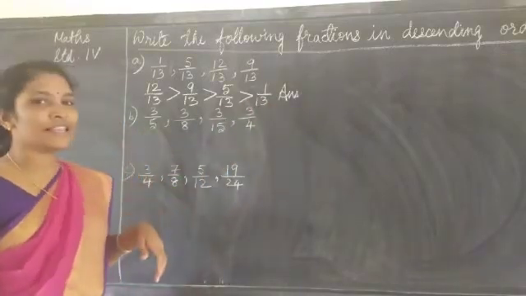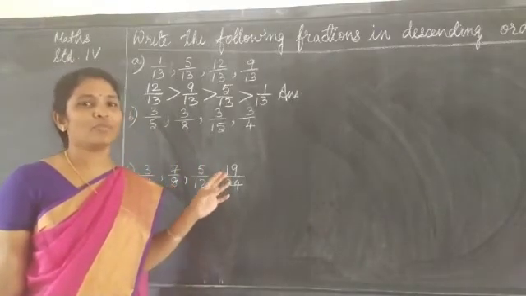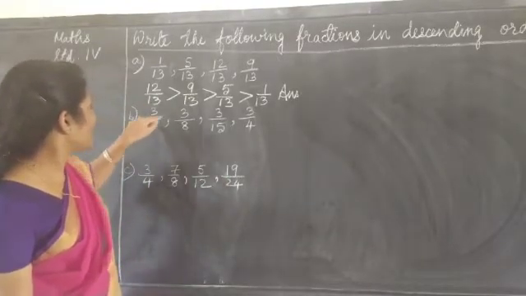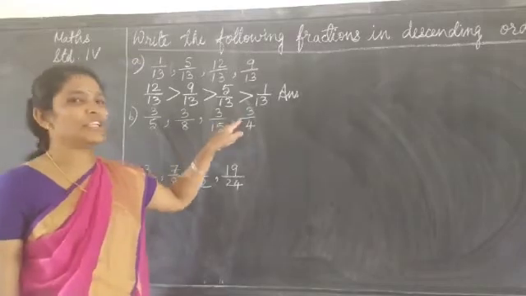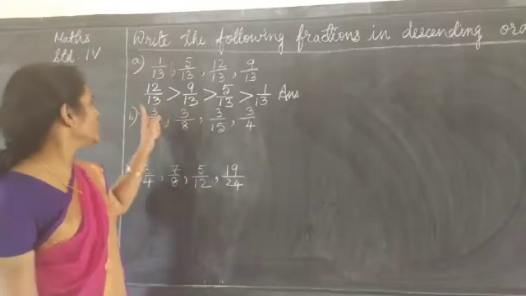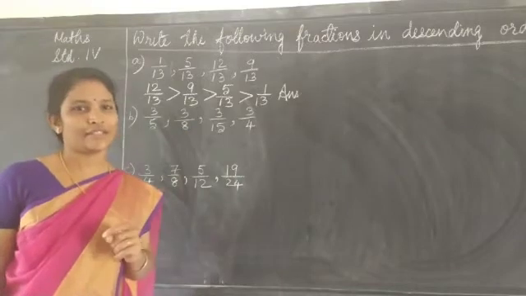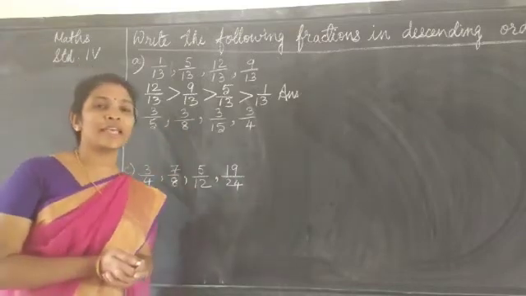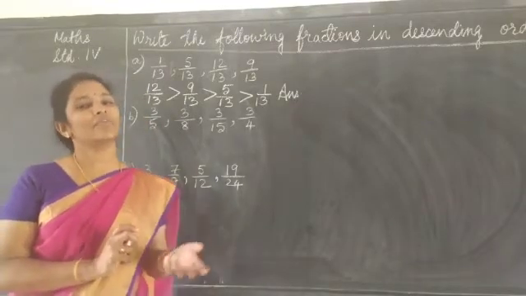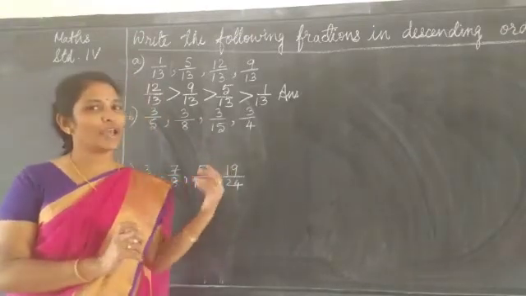Now next question we can see here. Whenever you get a question you have to see whether the numerators are same or whether the denominators are same. You can see here 3 by 5, 3 by 8, 3 by 15 and 3 by 4. In all these fractions, the numerators are same. All are having 3 as the numerator. So, if the numerators are same, what to do? Just opposite. Whose denominator is smaller, that will be the greater fraction. Whose denominator is greater, that will be the smaller fraction.